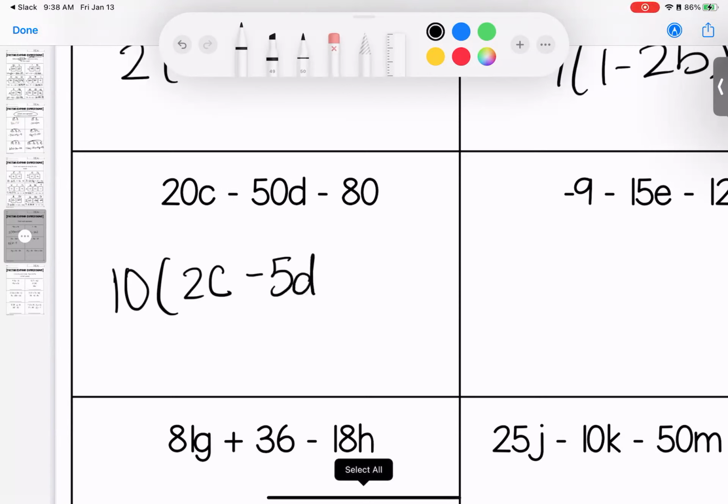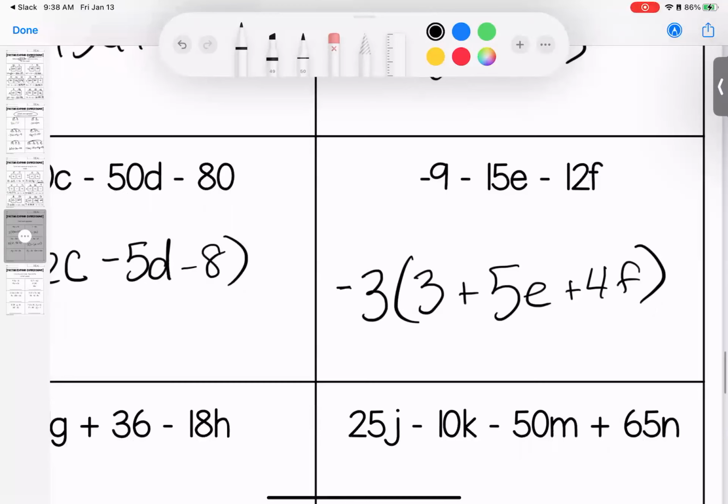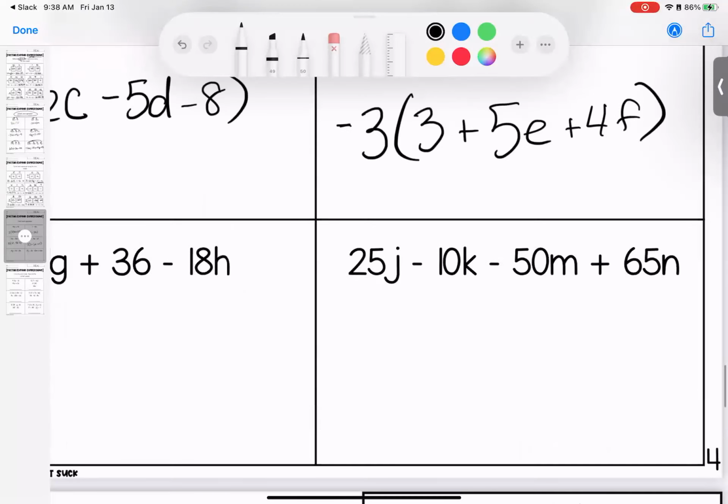Over here, common factor of 9, 15, and 12 is going to be 3. And we'll see what we need inside and then decide if we need it to be positive or negative. So my first value is going to be negative. So let's try and put a negative sign out here. So -3 times 3 would give me 9. -3 times 5 would give me -15. And then -3 times 4 would give me a negative. So we have -3, 3 plus 5e plus 4f.